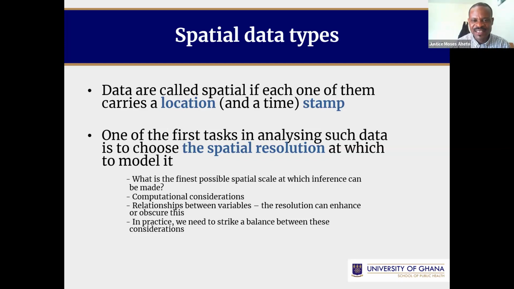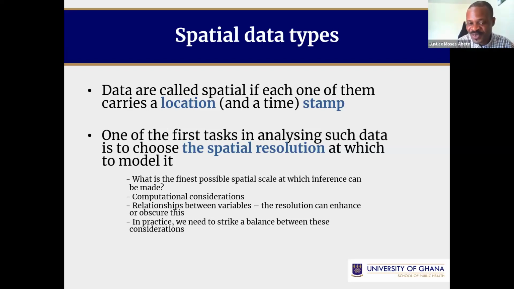And one of the first tasks in analyzing such data, like we said, is to choose the spatial resolution at which to model it. What is the finest possible spatial scale at which inference can be made? Is it 1 kilometer by 1 kilometer, 2 kilometer by 2 kilometer, or maybe 5 kilometer by 5 kilometer resolution? That one you have to decide by yourself; the researcher has to decide. But remember that the finer you want the prediction areas to be, the smaller the resolution number you want to use.